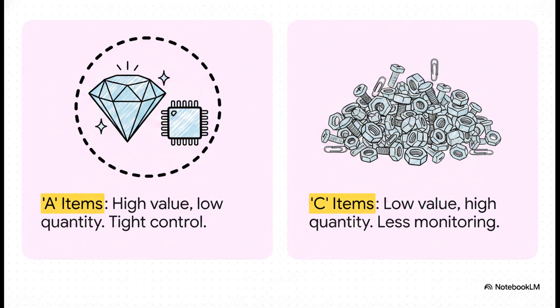C items, on the other hand, are low-value but high quantity, like nuts, bolts, or cardboard boxes. By automating this classification, the ERP ensures a company doesn't waste precious management hours obsessing over paper clips when they really should be monitoring microchips.